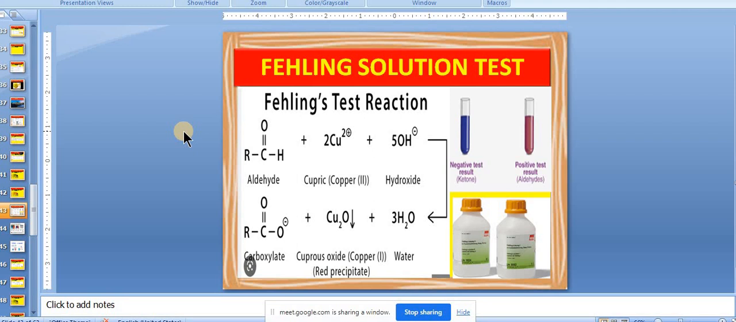The Fehling solution test is given only by aliphatic aldehydes. Fehling solution comprises two solutions, Fehling A and Fehling B. One is copper sulfate, the other is Rochelle salt. When you mix these two solutions, we call it Fehling solution A and B. Basically, they give us copper ions and OH ions.